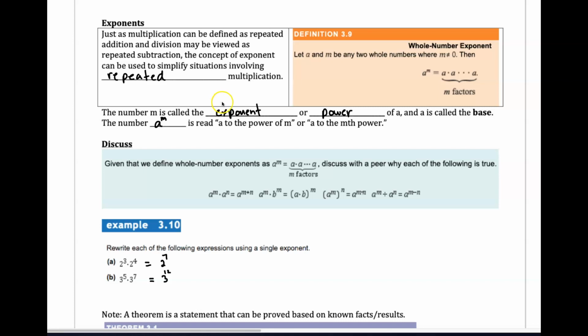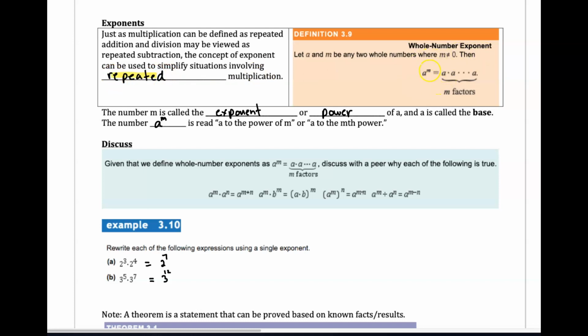Let's continue chapter 3.3 and look at exponents. Here's our first description of exponents: we think of multiplication as repeated addition, and division we can view as repeated subtraction, as we've done in previous videos. The concept of exponents is used to simplify situations involving repeated multiplication.